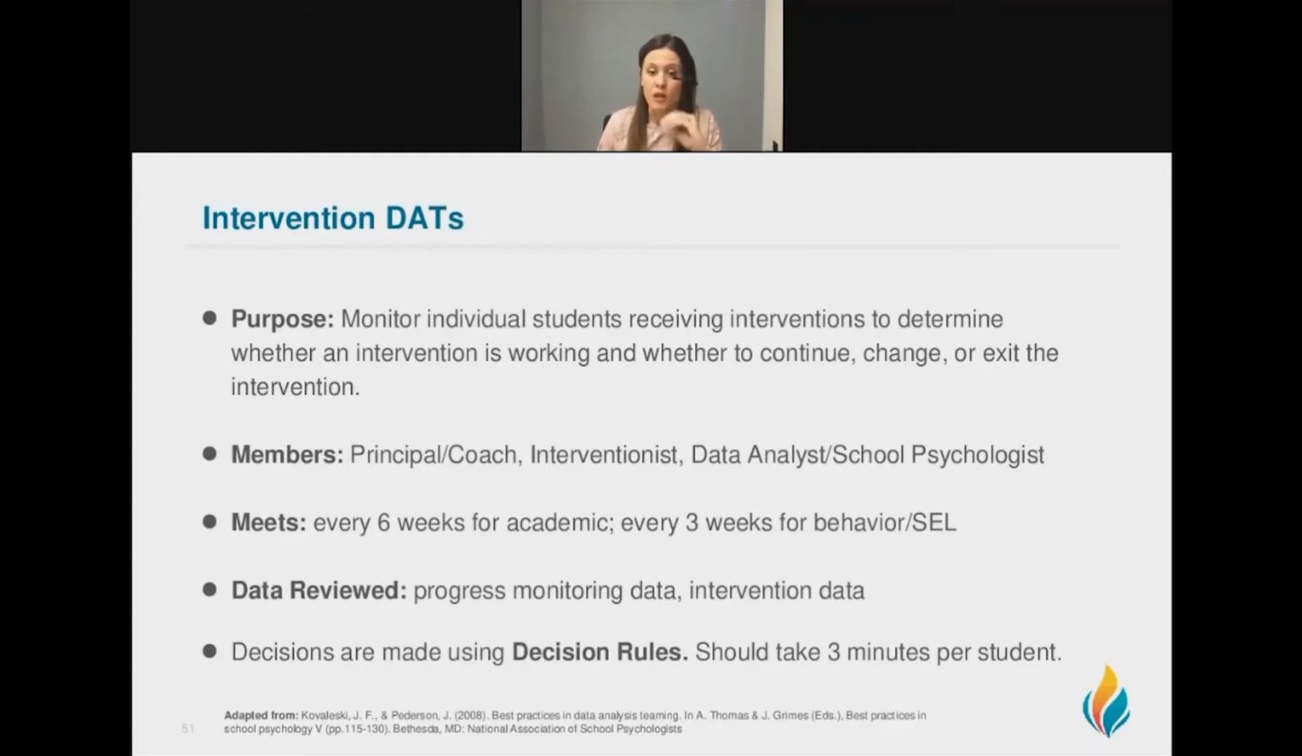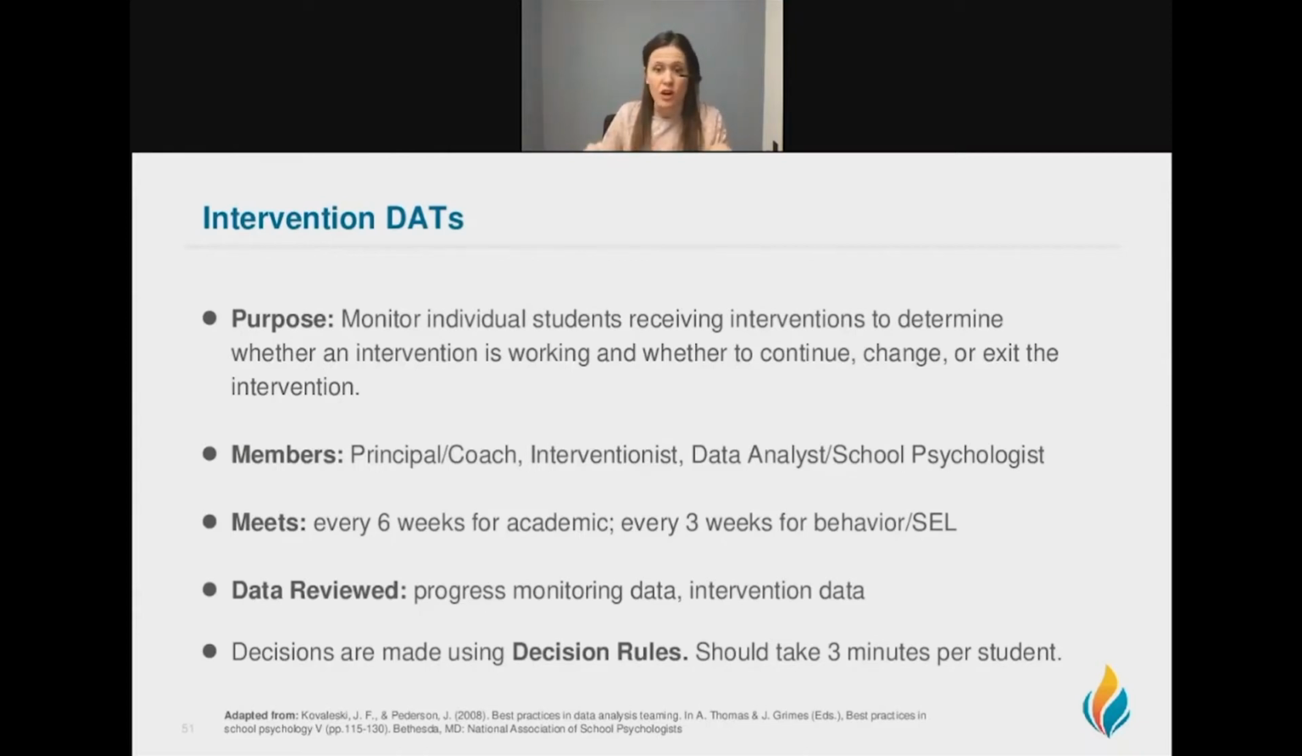We're reviewing the progress monitoring data and that intervention data that I just mentioned. So are we doing what we said we would, and are we doing it the way that it was intended? And then we're, of course, making decisions based on decision rules that we've already established. And if you haven't established them yet, at least starting here is going to give you a good starting point for you to start to think about the questions you're asking and what cut points you might need to put in place to help you with the decision-making process.